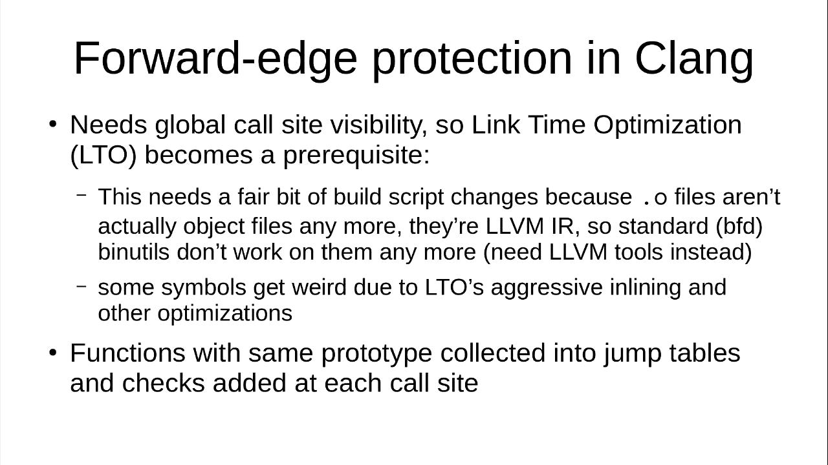LTO says, oh, I'm going to look at all of the functions that are going into the kernel at once, and then it can evaluate, OK, here is a call site that does these types of functions. Let me find all of those function types, and I can collect a list of them so that I can check at every call site that it's only part of this list, et cetera. One weirdness is that symbols start to get a little strange under LTO, but it's OK. So anyway, collect it into jump tables is what I was getting at.